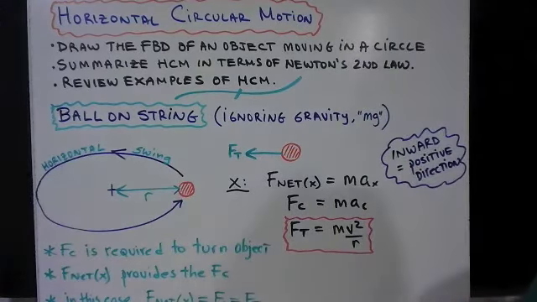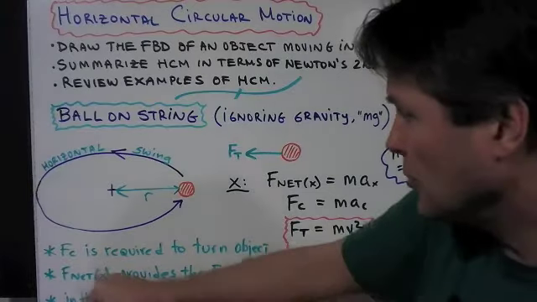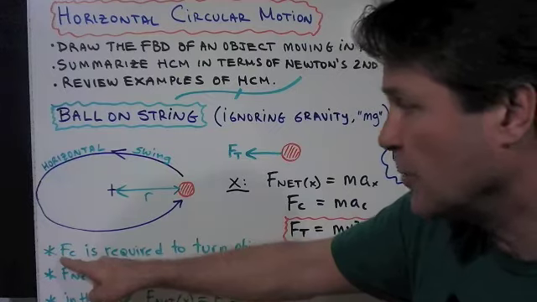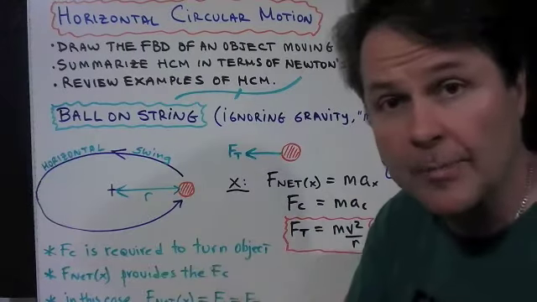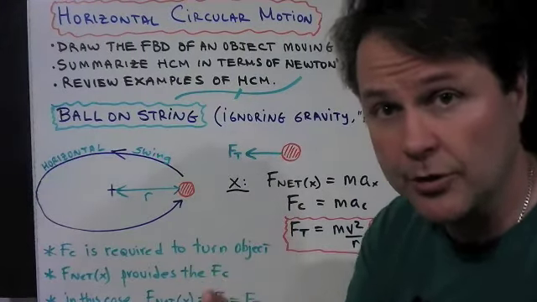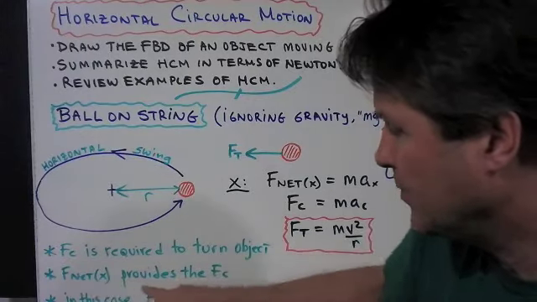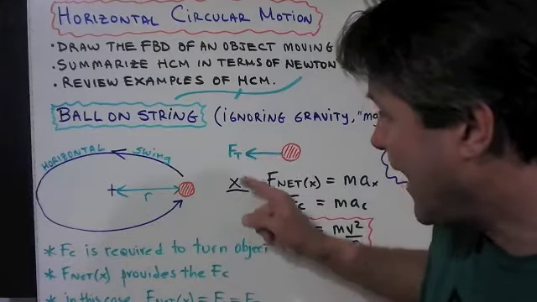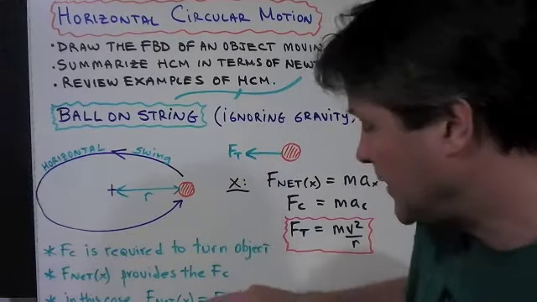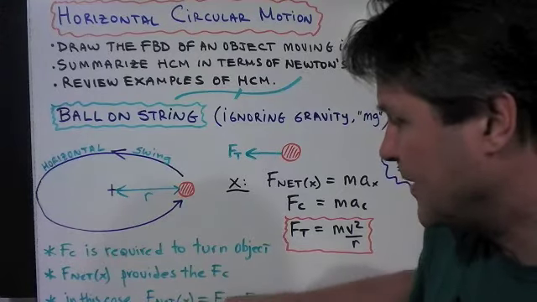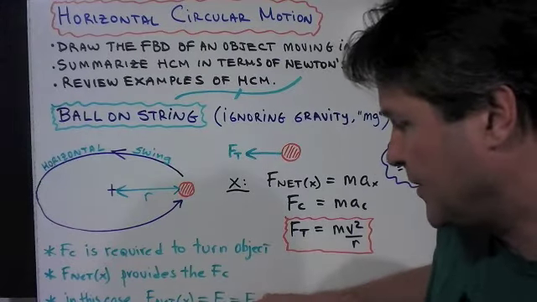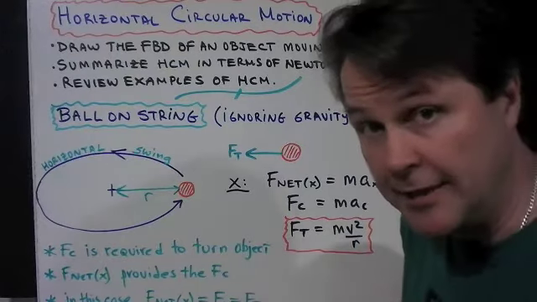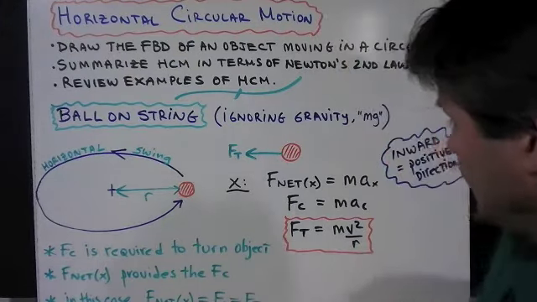Inward means positive direction. So just to recap some of the things that I was talking about, the centripetal force is required to turn an object, to force the object to travel in a circle. F net provides the centripetal force, so all the forces added up together will provide the Fc. And in this case, F net in the x direction is equal to Fc, and there's only one force, so Fc is equal to the tension provided by the string.